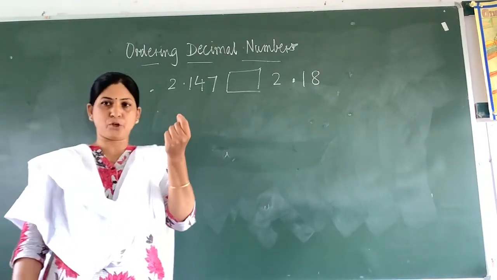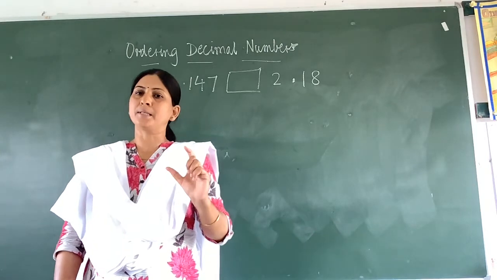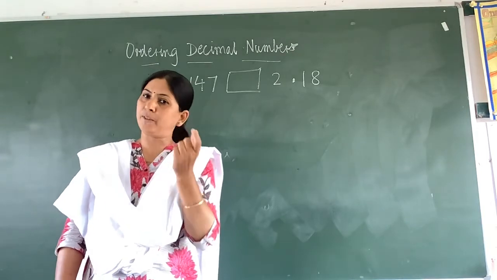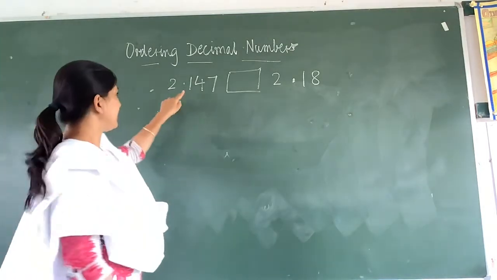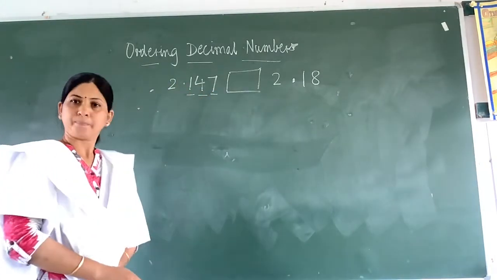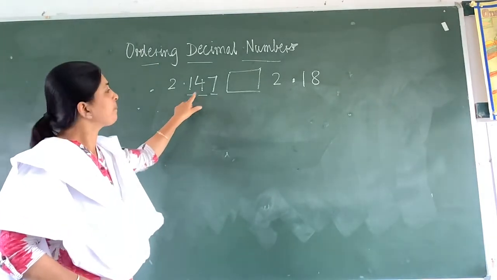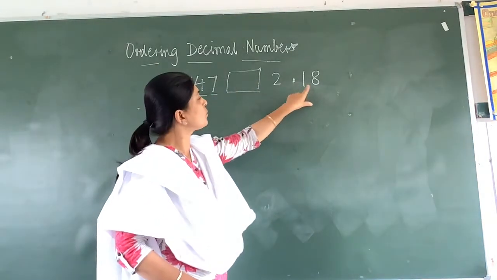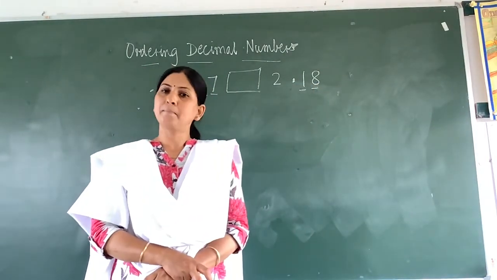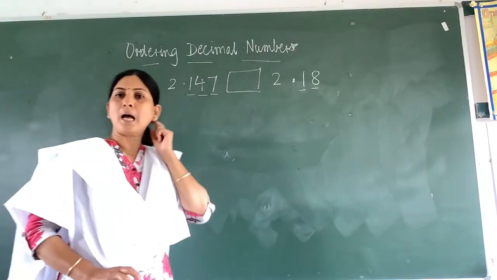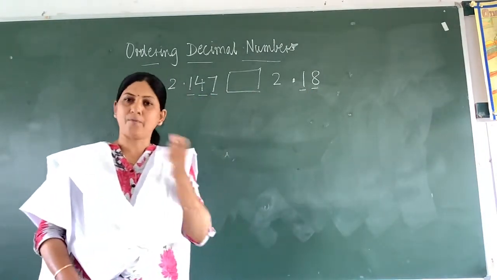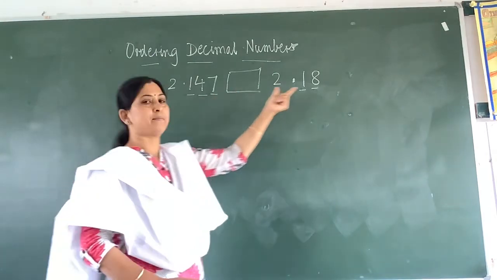Now the first step, children, to compare decimal numbers is we will convert the decimal numbers into like decimals if they are unlike decimal numbers. Now see, 2.147 has 3 digits after the decimal point. It means it has 3 decimal places. And 2.18 has 2 digits after the decimal point, so it has 2 decimal places. So these decimal numbers are unlike, as they have a different number of digits after the decimal point.